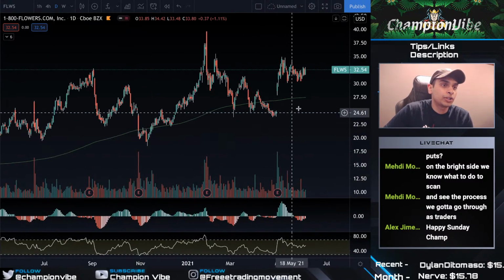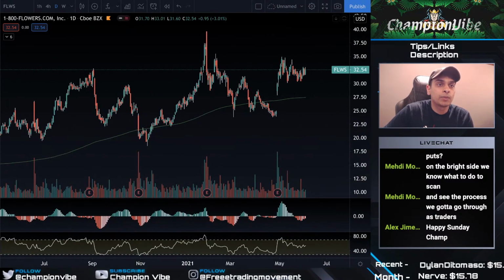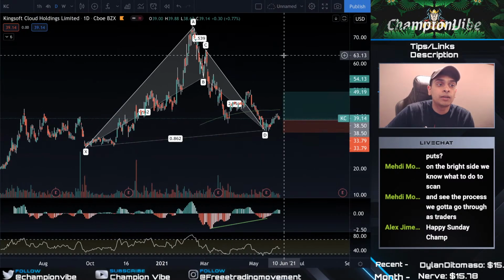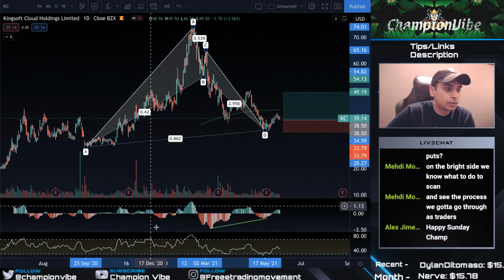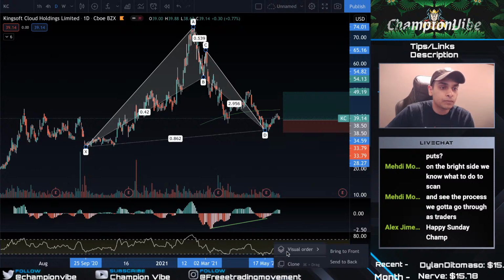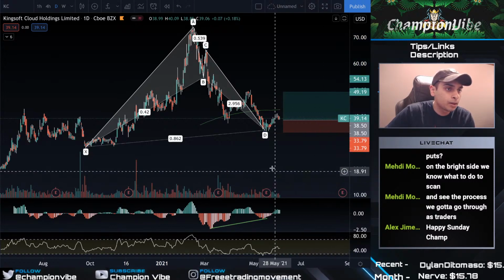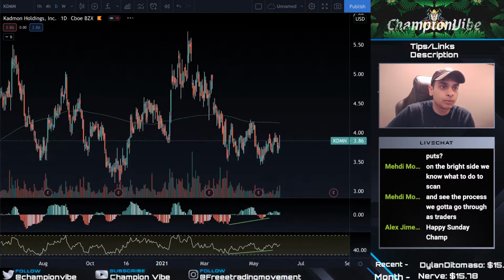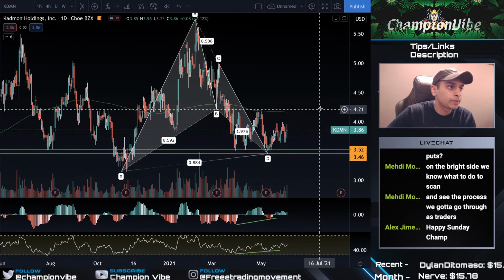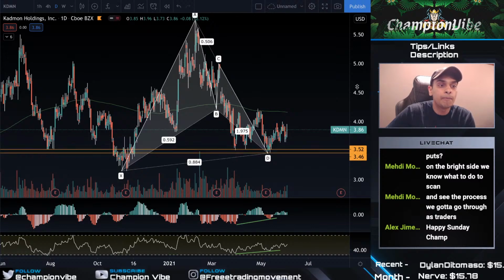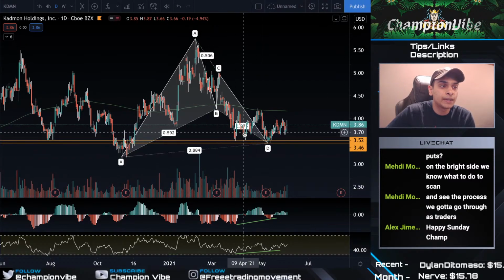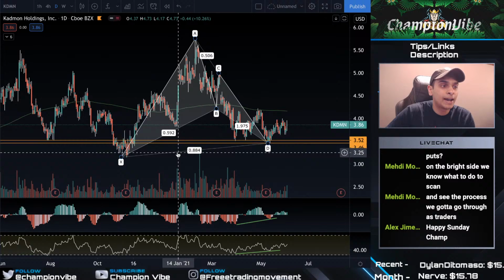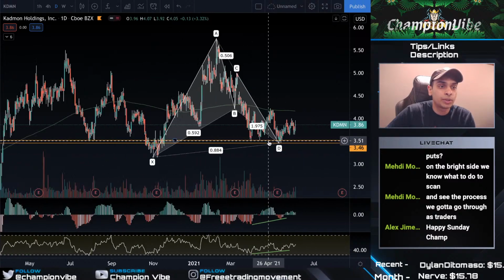FLWS, hidden bullish divergence on the daily, consolidating after a move up. KC, let me see what this is exactly. Bullish bat with classic bullish divergence, waiting for a double bottom potentially. KDMN, probably the best one, I think. Double bottom at the PCZ of a bullish bat off of a nice line with classic bullish divergence. I like KDMN quite a bit.